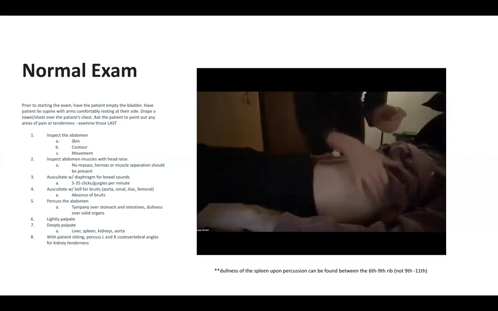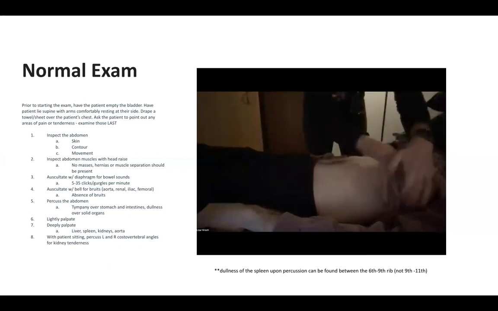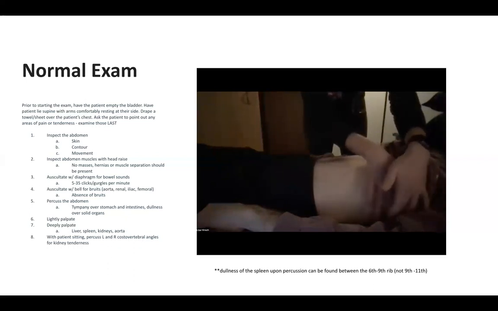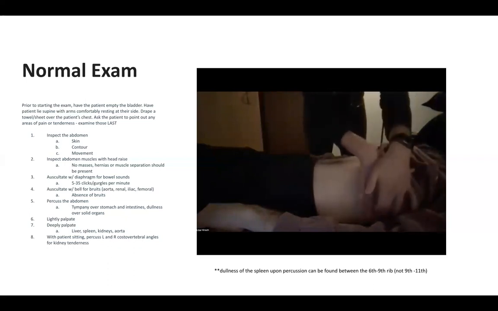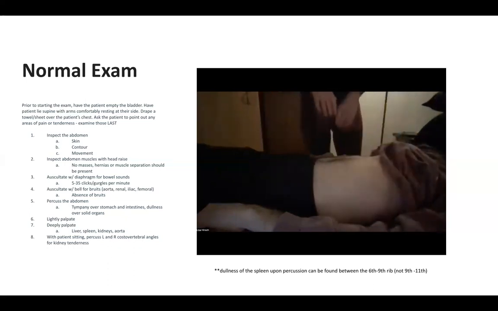You can also percuss the spleen on the left side, percussing downward through lung resonant sounds. Dullness can be heard between the 9th and 11th rib. However, below that should be tympanic. Moving on to light palpation to assess any rigidness or tenderness. Palpating all 4 quadrants should be smooth and soft.